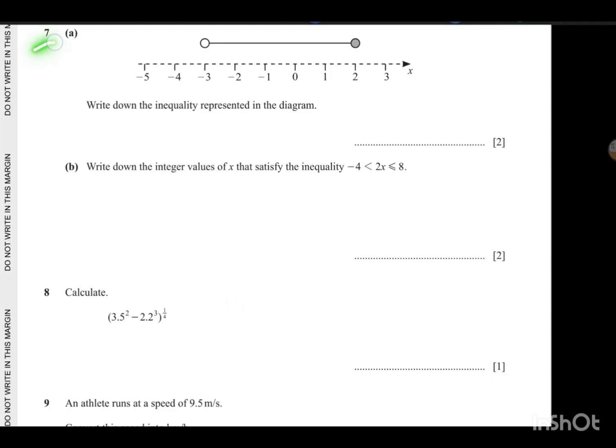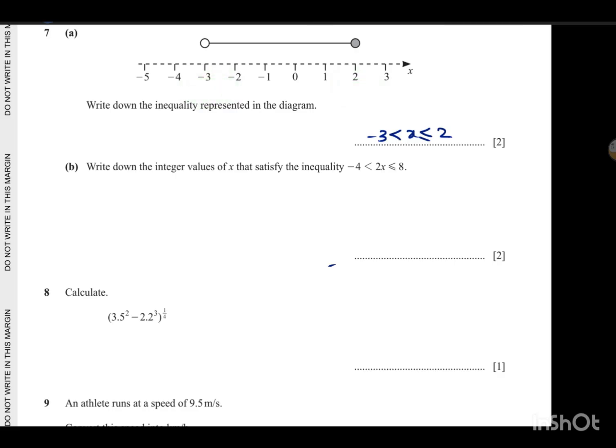Question number 7. A. A number line is given. Write down the inequality represented in the diagram. So this is x. You are seeing that there is a not shaded circle at minus 3. So it is minus 3 less than x less than or equal to, because it is shaded, 2. It is starting at minus 3 and up to 2. So it should be minus 3 less than x less than or equal to 2.